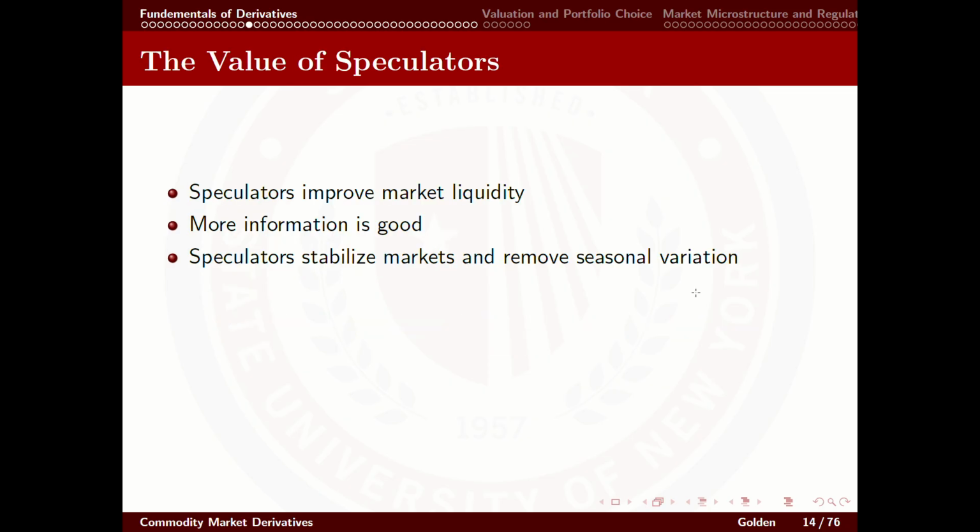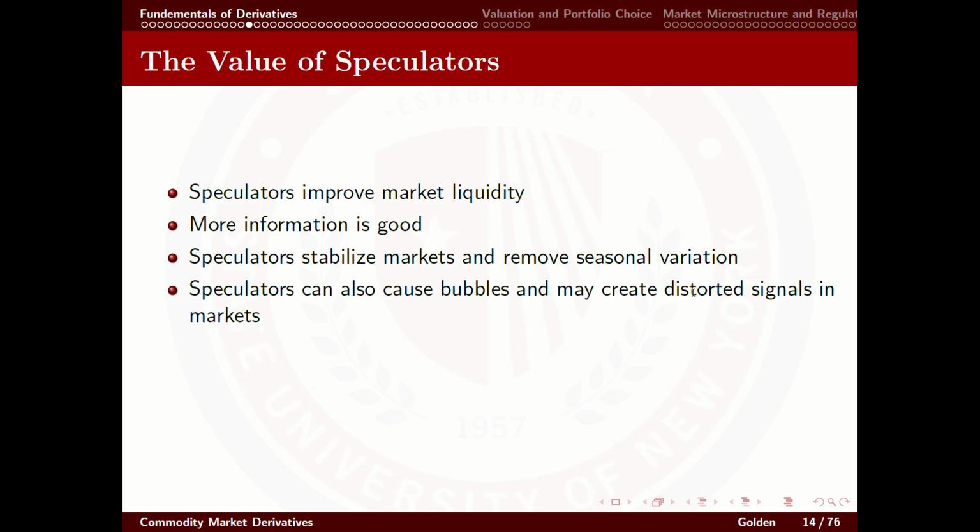So speculators improve market liquidity. More information is good. Speculators in a market are incentivized to trade with people, lower the bid-ask spread, and provide information on the market, do their own research. Speculators stabilize the market and remove seasonal variation because they're in the market to arbitrage. If there's an imbalance between prices across seasons, speculators generally help smooth out the prices.